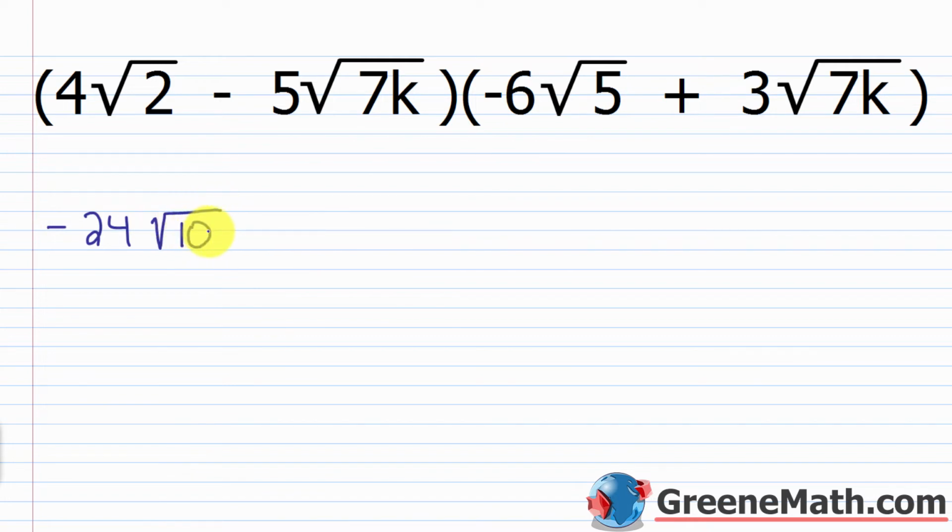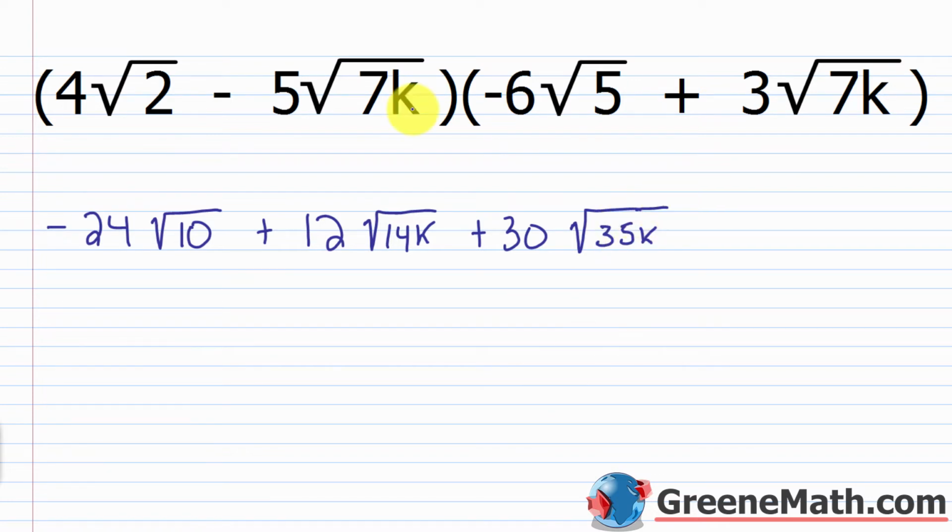Now I want to do my outside terms. So I'd have 4 times square root of 2 times 3 times square root of 7k. So 4 times 3 would be 12, so plus 12. Then the square root of 2 times the square root of 7k would be the square root of 14k. Then my inner terms. So I have negative 5 times the square root of 7k multiplied by negative 6 times the square root of 5. So negative 5 times negative 6 is positive 30. And the square root of 7k times the square root of 5 would be the square root of 35k.